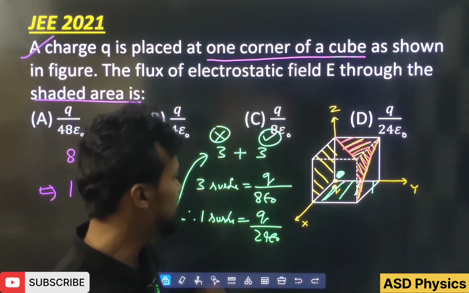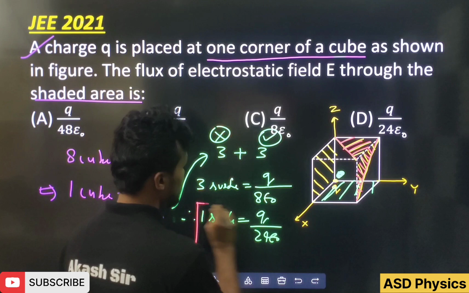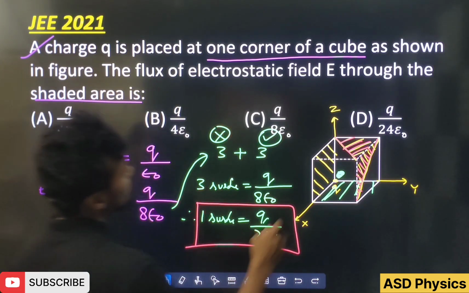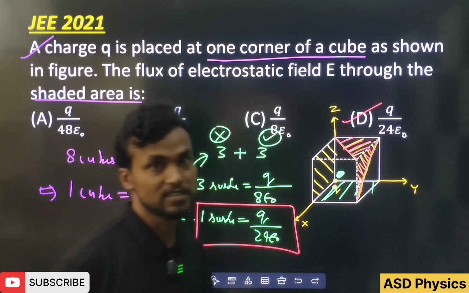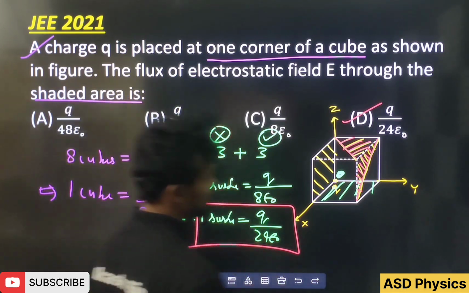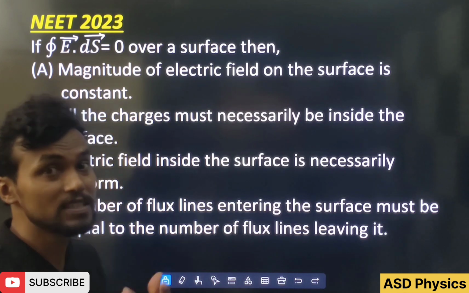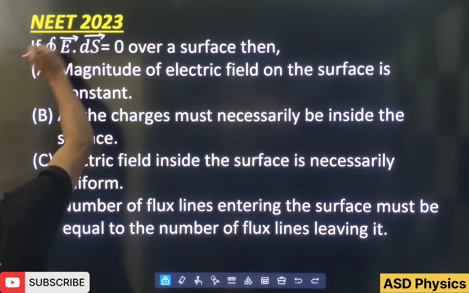That means in a very easy way we can tell the flux will be how much? The flux will be Q by 24 epsilon naught. Very basic they are using here. Answer will be option D. JEE question. That's why the JEE question sometimes considers our intelligence, whether we are that intelligent or not, can we think or not.